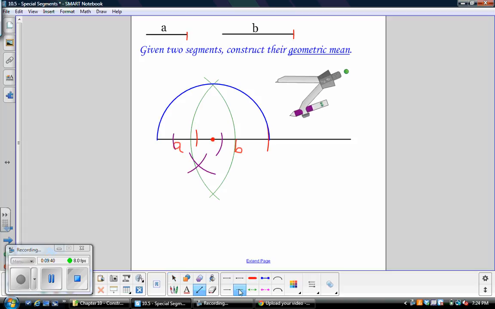So then, using your straight edge, from this point here, through that point, up, that is your geometric mean. Now the actual geometric mean is just this segment from here up there. That's your geometric mean between A and B.